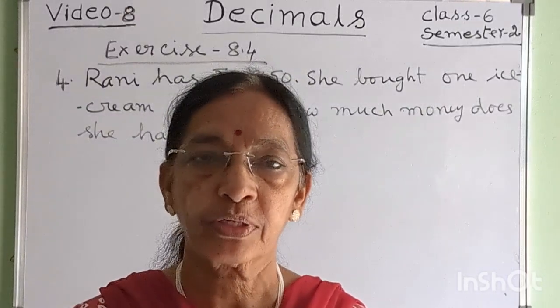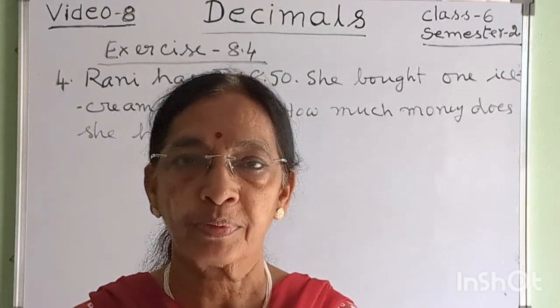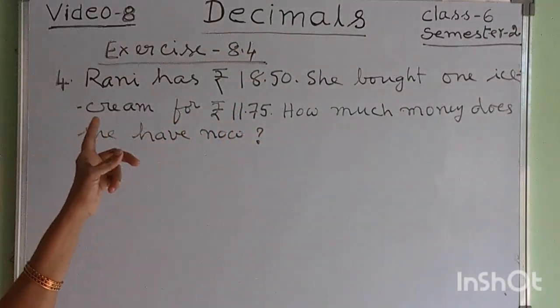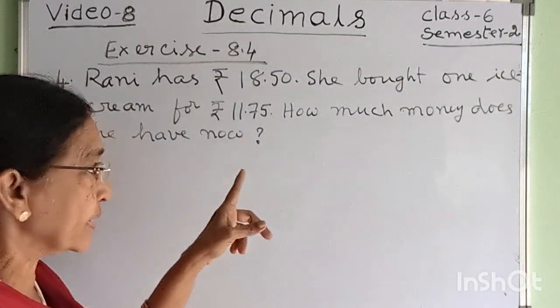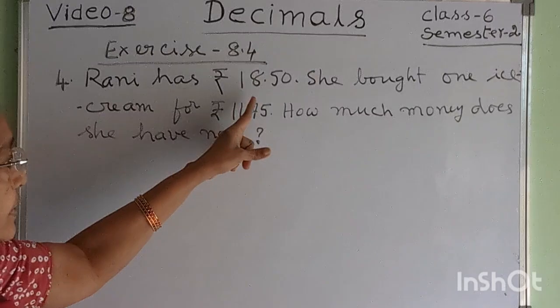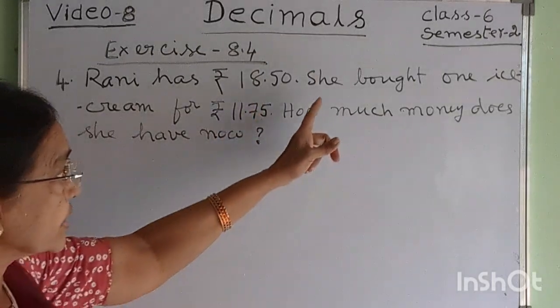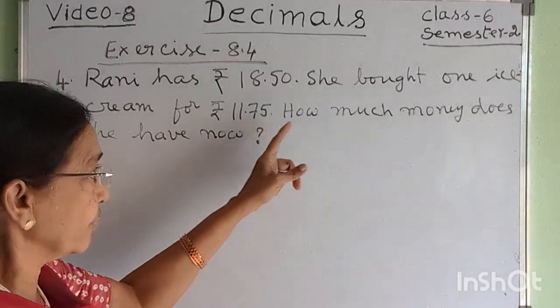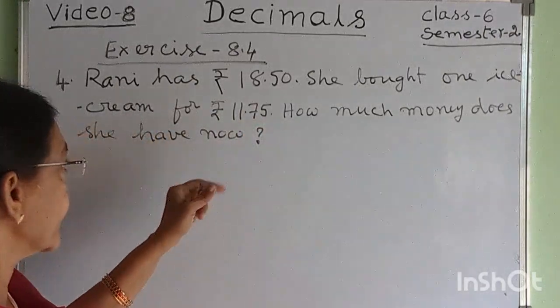In the previous video, we solved the problems in exercise 8.4. Now, we will continue the problems in exercise 8.4. The fourth problem: Rani has rupees 18.50. She bought one ice cream for rupees 11.75. How much money does she have now?